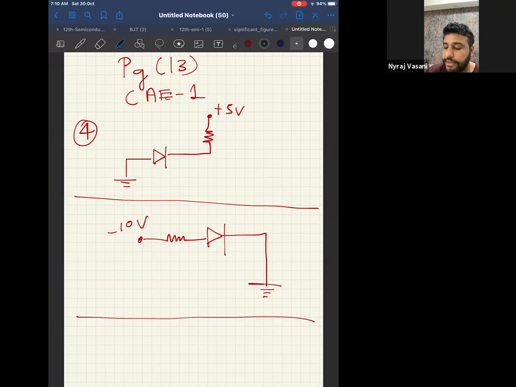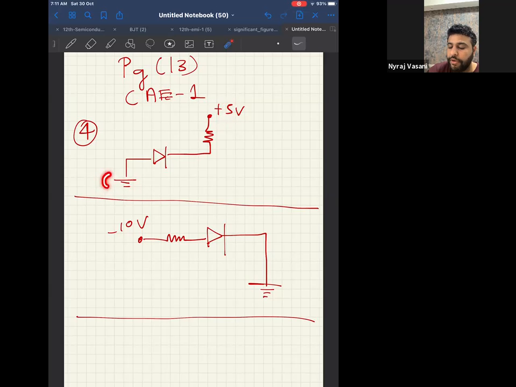Okay, listen to the logic. This is plus 5 and this is grounded. This is the symbol of grounding, or the symbol of earthing. I hope you guys know. If you have the symbol of earthing, that means it is zero potential. And this is plus 5 potential.